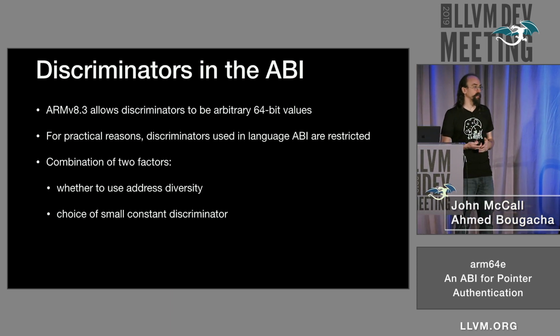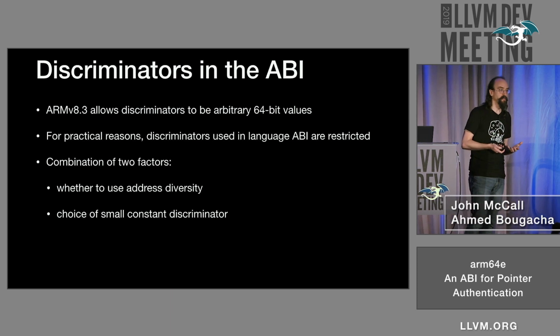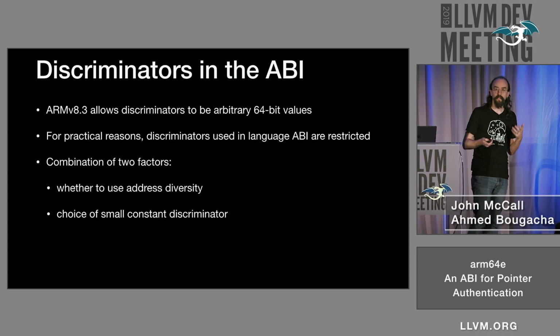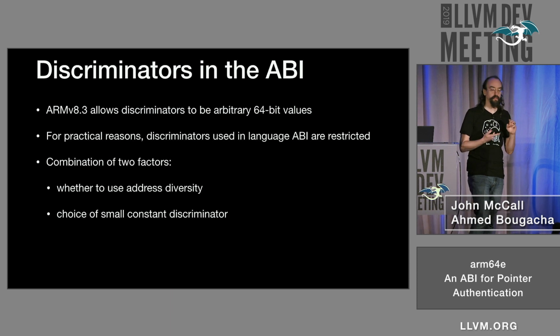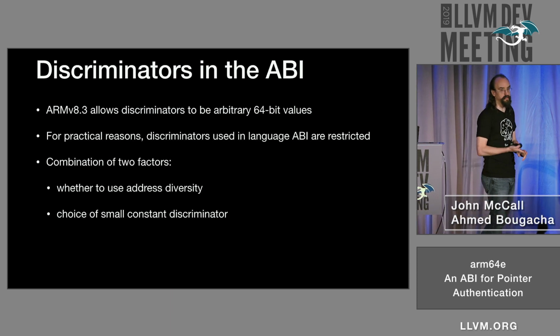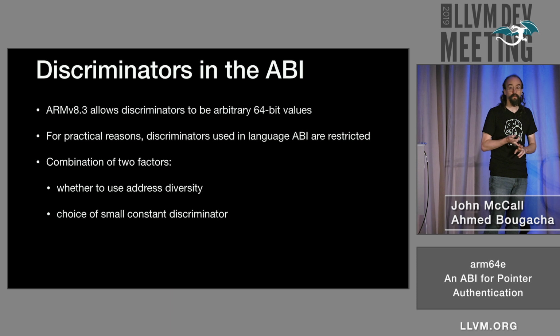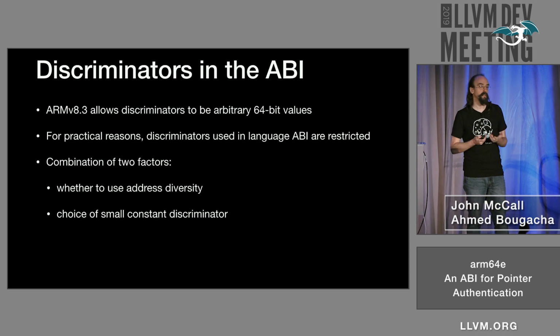For these sort of practical reasons, the way that discriminators end up being computed in practice is a combination of just two factors. The first is whether to use what we call address diversity, and the second is the choice of a small constant discriminator. And then those two things get blended together.